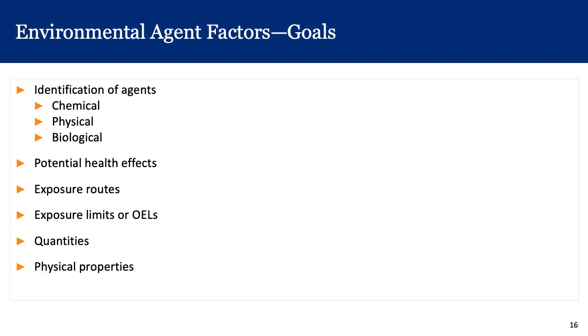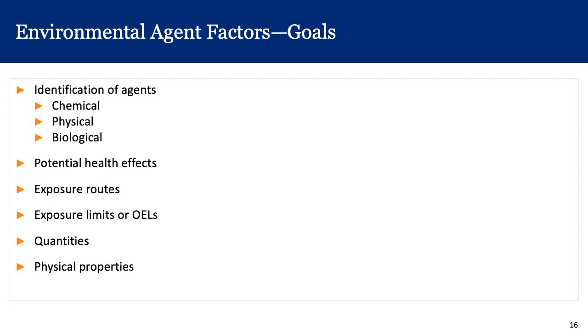When we come to the environmental agent, we need to be able to identify all the physical, chemical, and biological agents that the workers might be exposed to, their potential health effects, exposure routes, the occupational exposure limits, and their physical properties. And it's very often the case that industrial hygienists identify what they consider are the most important chemical agents. And while that is useful, what is really recommended is that we identify all of the agents that are in the workplace and their exposure levels and exposure limits for those things.